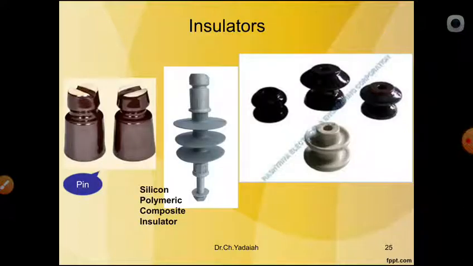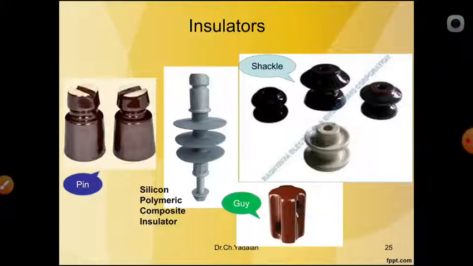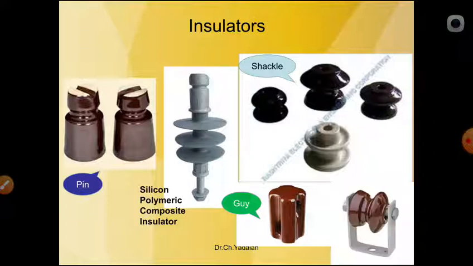Before that, we are going to see the LT insulators. Here we can see the pin insulators and the shackle insulators, and the latest we are using is the polymeric composite insulator. Silicone polymeric composite insulators are nowadays used instead of porcelain insulators. These are the LT insulators you can observe here. And this is a guy insulator, which we use in the stay wire, and this is also a shackle insulator. So these are some insulators required for LT erection.